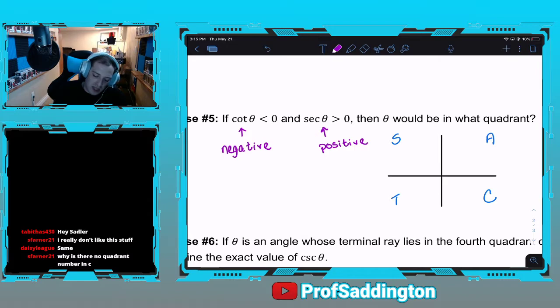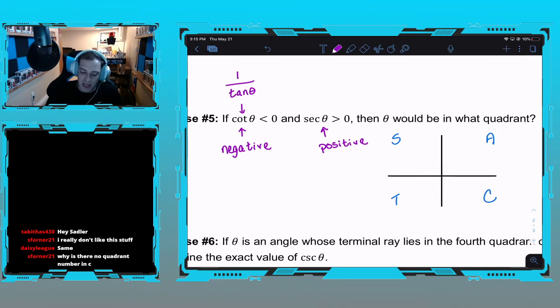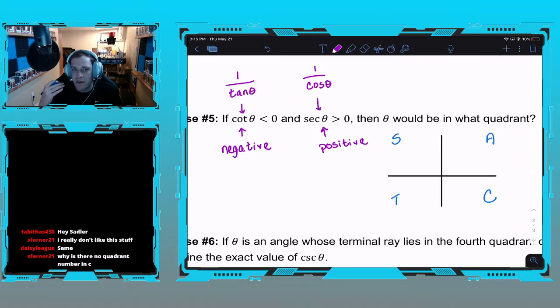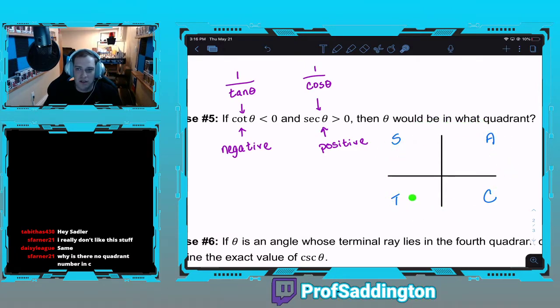Well, cotangent is the same thing as saying the reciprocal, 1 over tan. So tan is now upside down. Secant is the same thing as the reciprocal, 1 over cosine. So by flipping it over and changing it to the reciprocal, we can now use the trick that's inside the add sugar to coffee. So the first one is tan, or 1 over tan, and we said it's negative.